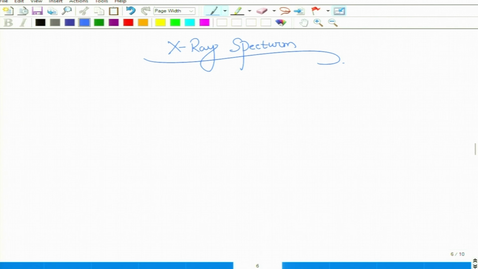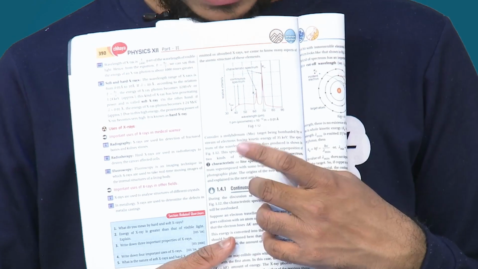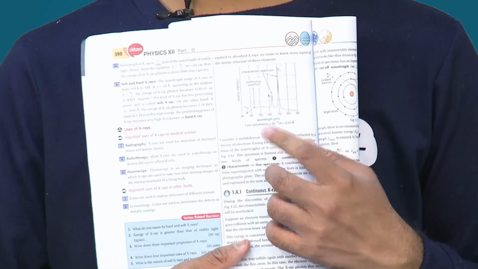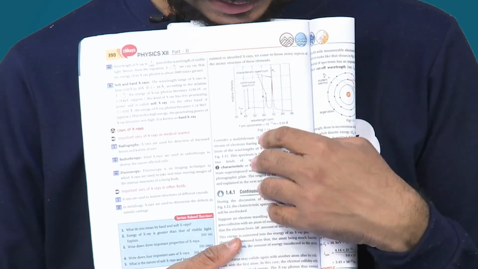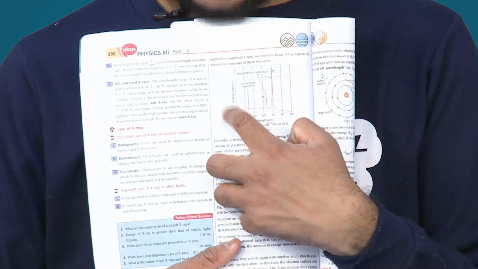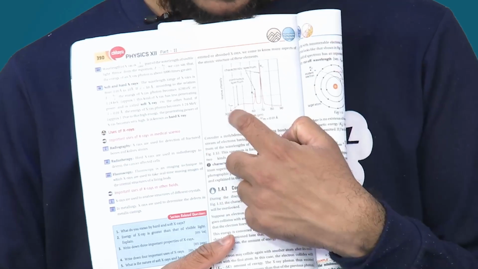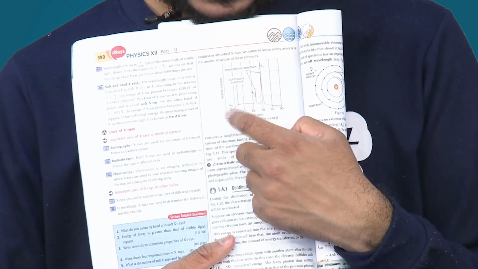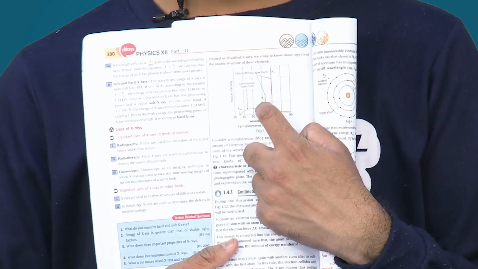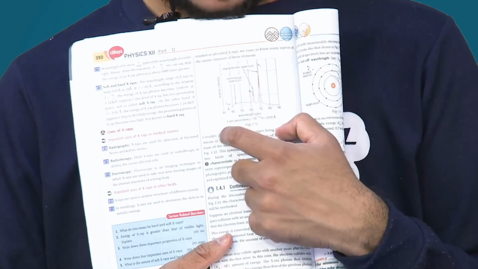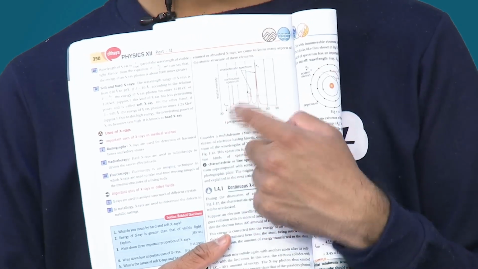First I have to show what the X-ray spectrum looks like. This is the X-ray spectrum obtained during the experiment. You can see it is plotted against wavelength, and this is the relative intensity. Actually there are two peaks: this is K beta and this is K alpha. Otherwise the spectrum is totally continuous.